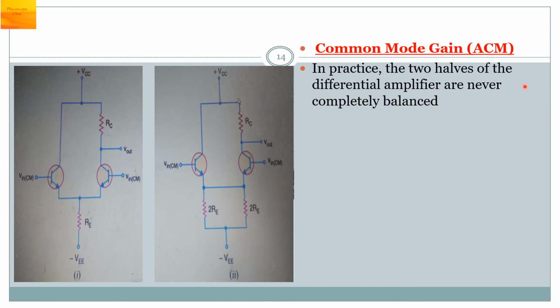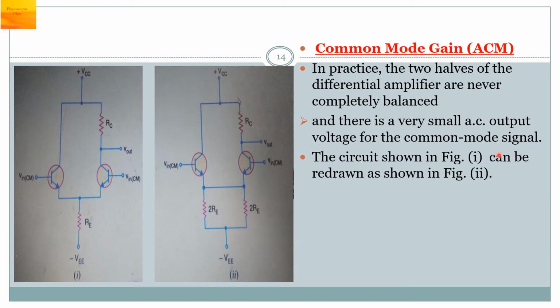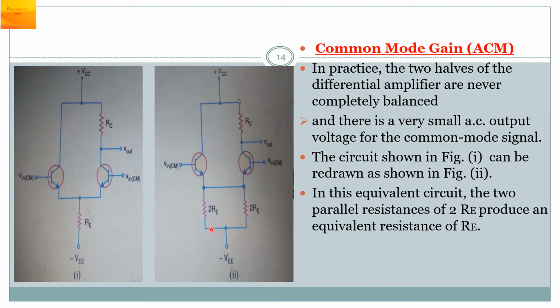In practice, the two halves of the differential amplifier are never completely balanced, and there is a very small AC output voltage for the common mode signal. The circuit which is shown, figure 1, can be redrawn as figure 2. In this equivalent circuit, the two parallel resistances of 2RE produce an equivalent resistance of RE.